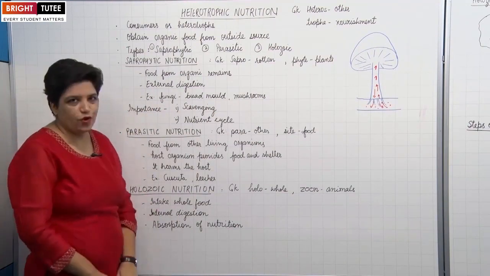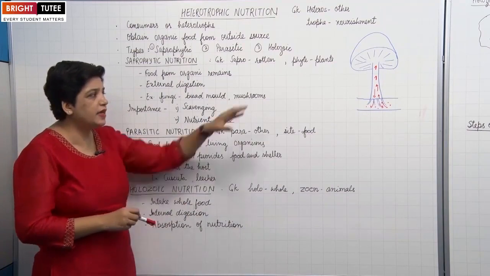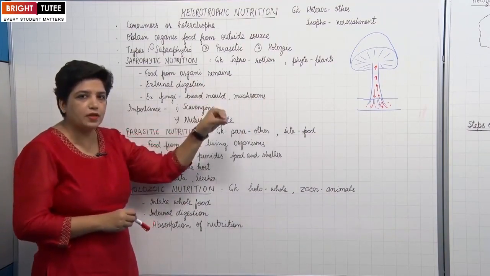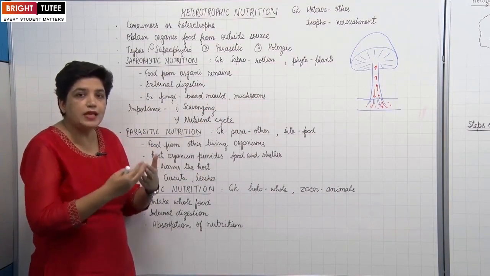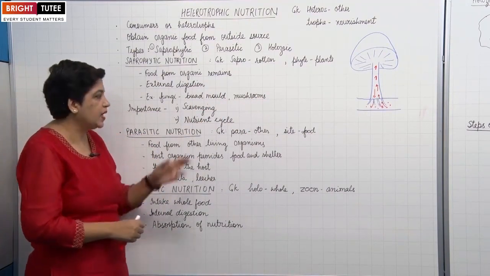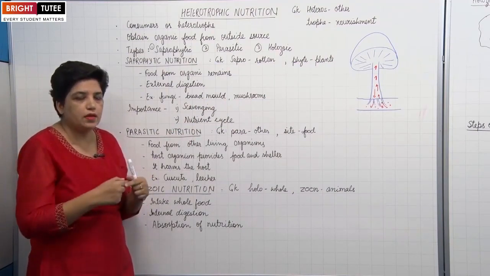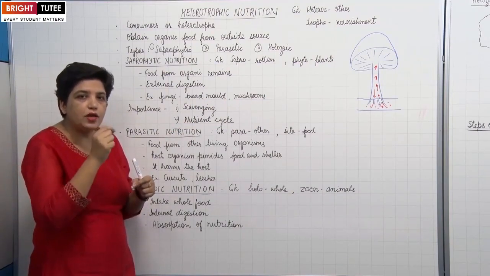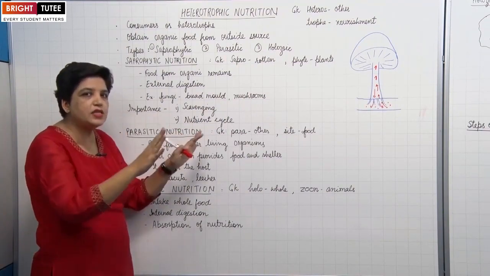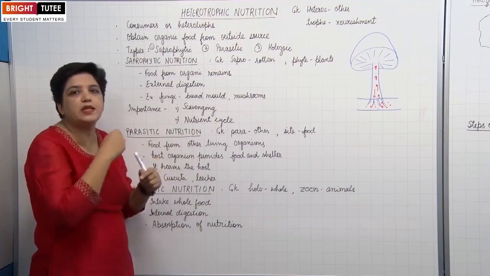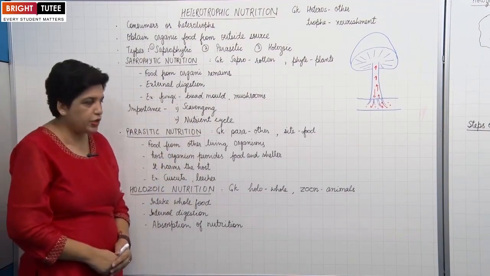What is the importance of saprophytes? First is scavenging. Since they obtain food from the organic matter, they remove the dead parts from our environment and help in keeping the environment clean. Second, they also help in completing the nutrient cycle. Certain organic and inorganic components are trapped in these dead parts, so they release these nutrients and help in completing the nutrient cycles.